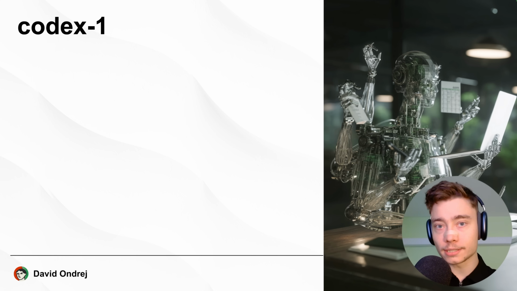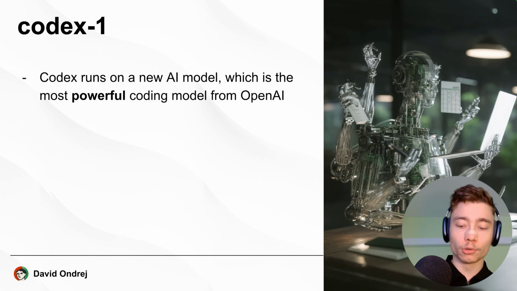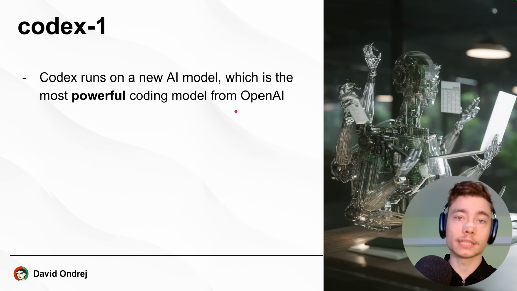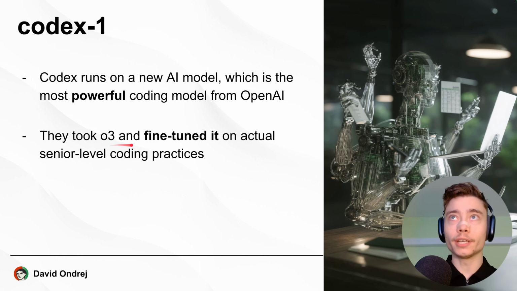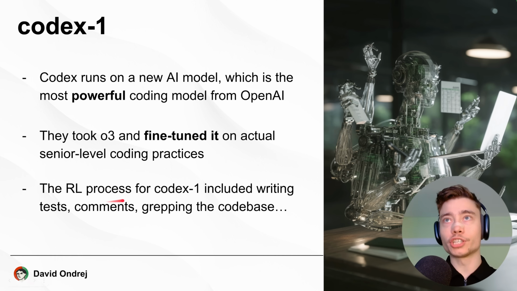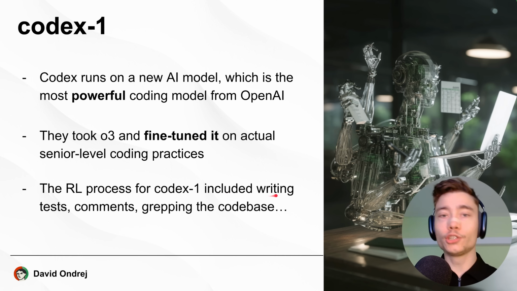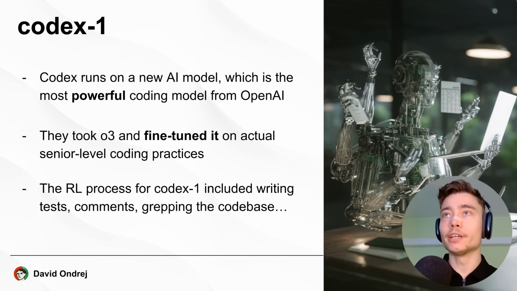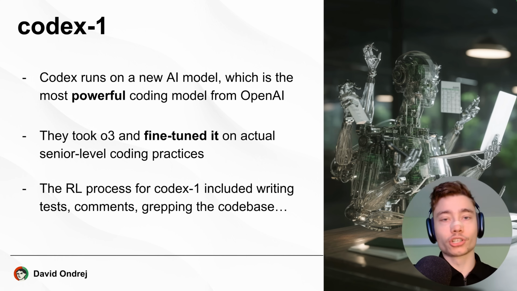Now here's what you need to understand. Codex runs on a new AI model called Codex 1, which is the most powerful coding model OpenAI has ever created. Basically, they took O3 and fine-tuned it on actual senior level coding practices, aka how you would actually work in a production level code base. The reinforcement learning process for Codex 1 included writing unit tests, writing lots of comments, splitting into smaller files, grepping the code base, and all the other things you would expect from an actual software engineer.